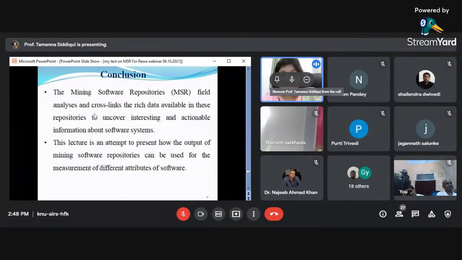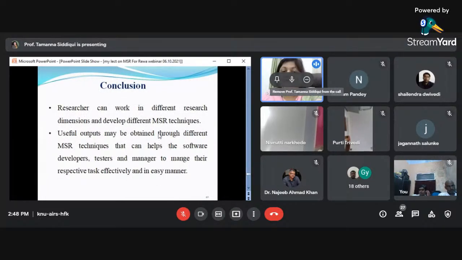And now I am concluding my lecture. The mining software repository field analyzes and cross-links the rich data available in these repositories to uncover interesting and actionable information about software systems. This lecture is an attempt to present how the output of mining software repositories can be used for the measurement of different attributes of software. Here I have used the readability parameter.